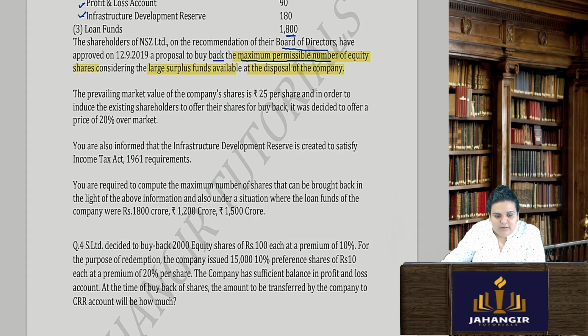The prevailing market value of the company share is 25 rupees per share, and in order to induce the existing shareholders, what will excite them? When will they participate in this buyback? If I'm giving something more than the market price. So what are they doing? They have decided the buyback price to be 20% over the market price, so they are giving an additional 20% over the market price.